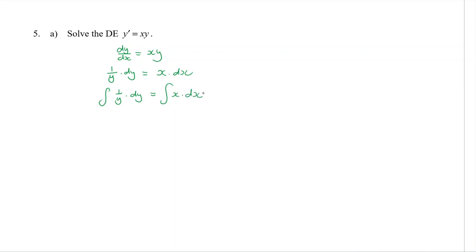What is the integral of 1 over y? Ln of the absolute value of y. Integrating the x, you will get x squared over 2 and add on the constant. So this is very similar to the last question now. To get the y by itself, I'm going to do a sliding base. So I'll have absolute value of y equals e to the power of x squared over 2 plus c.